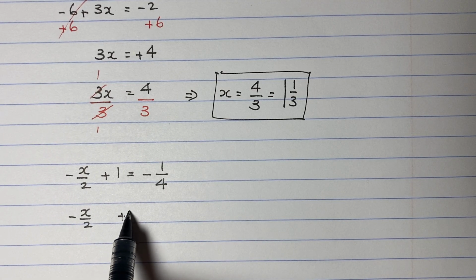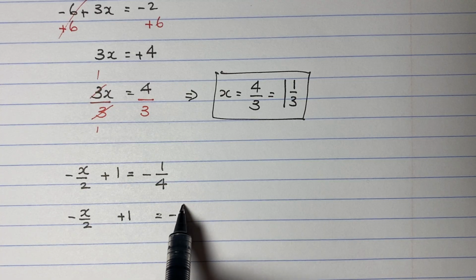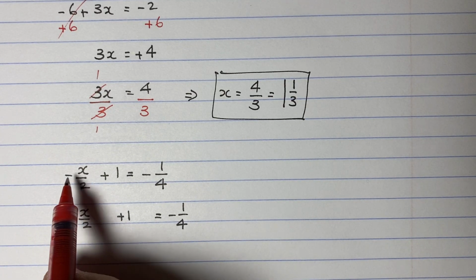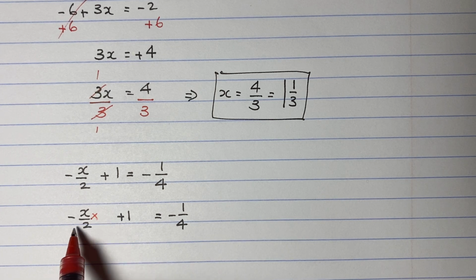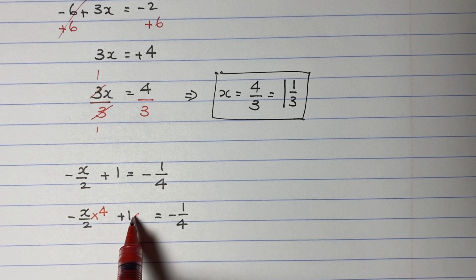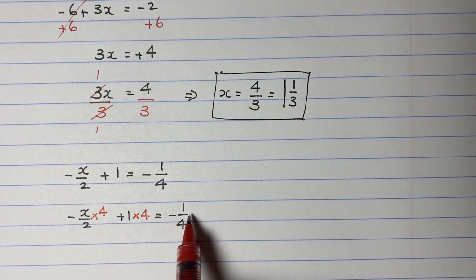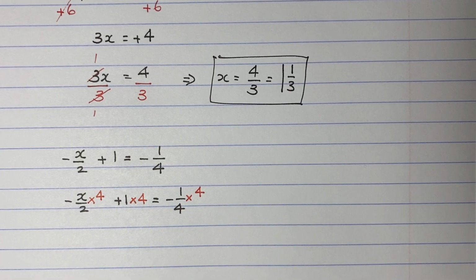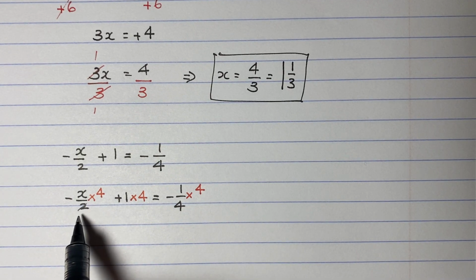Let me just write them and create space for this multiplying by 4. Each term is multiplied by 4. Since it's a fraction, 4 is going to be written above the fraction line. Times by 4. Times by 4. Now when we simplify, there'll be no fraction left.